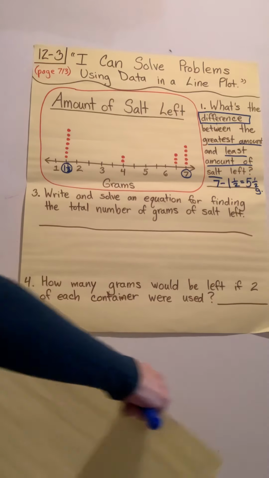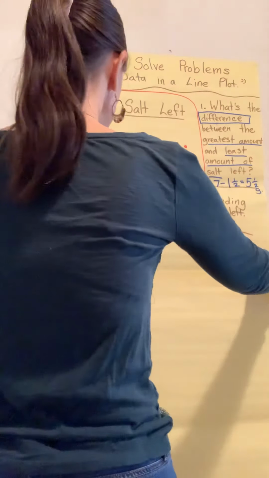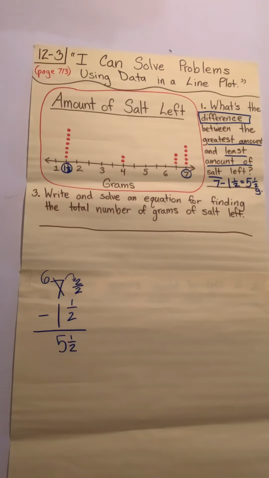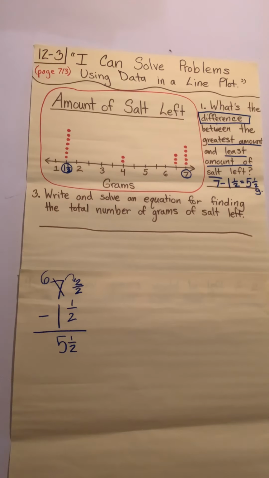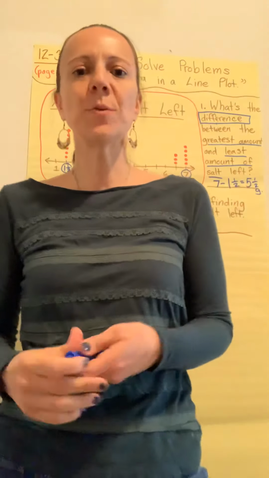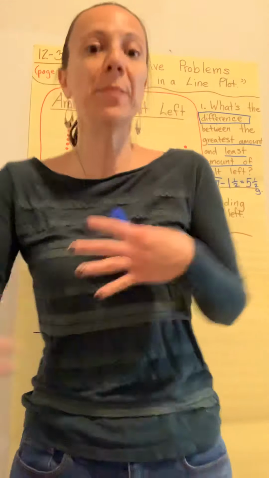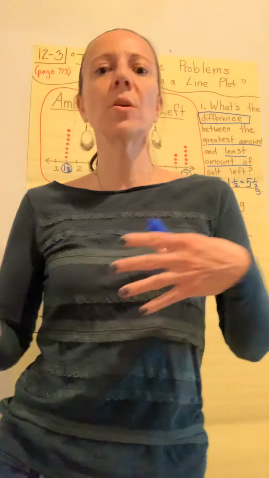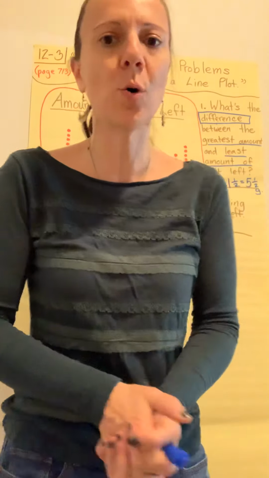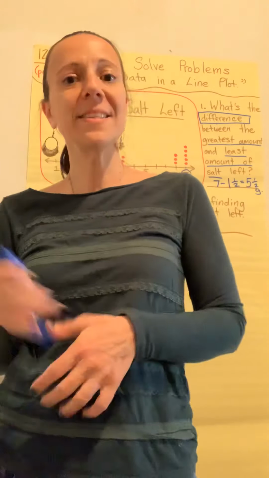Number 3 is a very complex one that asks you to write and solve an equation for finding the total number of grams of salt left. So this is a little bit like what we've done the last couple days when you had to find the total number of people that answered the question, or the total number of plants that somebody had, or the total number of teams that scored. Then you would count up all the dots all together on the graph. But this is not quite the same.